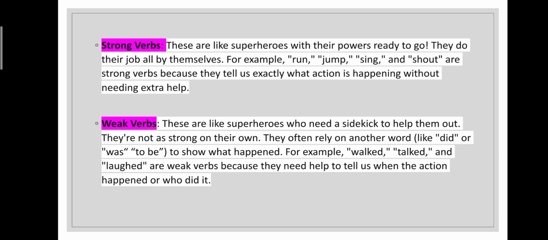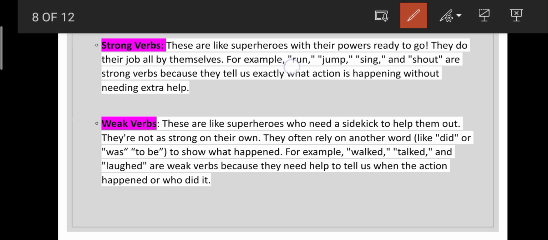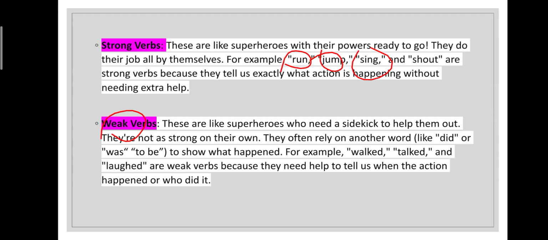Strong verbs are like superheroes. They do not need any support, but weak verbs are superheroes who need a little support. Strong verbs are like run, jump, or sing, right? But weak verbs are those who need some support, like they take support of to be verbs. What are to be verbs? Like is, am, are, was, were, am teaching, or was fighting. So fighting is the verb and was is the to be verb. Weak verbs are taking support, but strong verbs are not taking support.